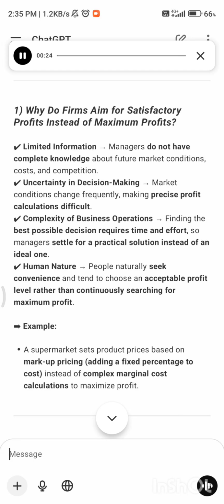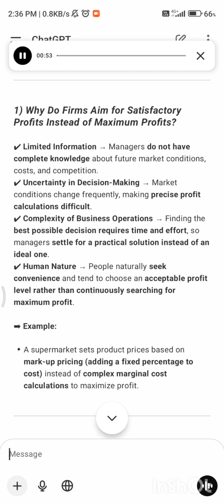1. Why do firms aim for satisfactory profits instead of maximum profits? Limited information. Managers do not have complete knowledge about future market conditions, costs, and competition. Uncertainty in decision-making. Market conditions change frequently, making precise profit calculations difficult. Complexity of business operations. Finding the best possible decision requires time and effort, so managers settle for a practical solution instead of an ideal one.